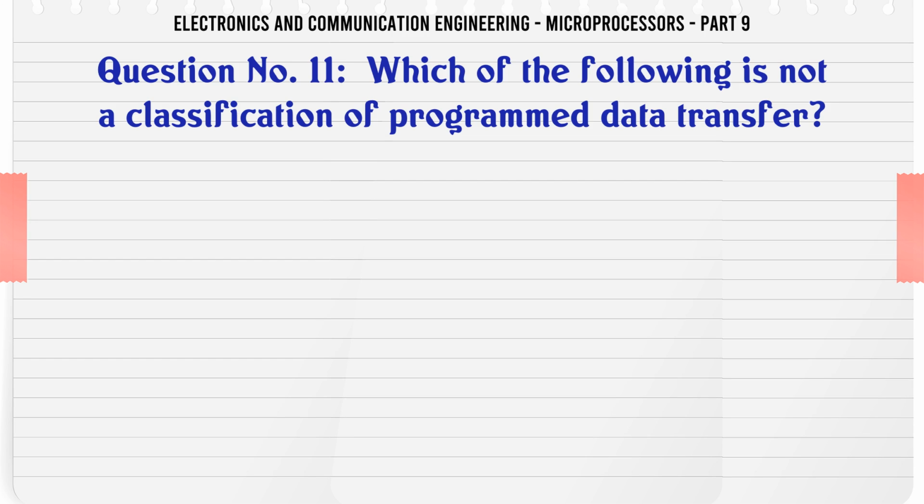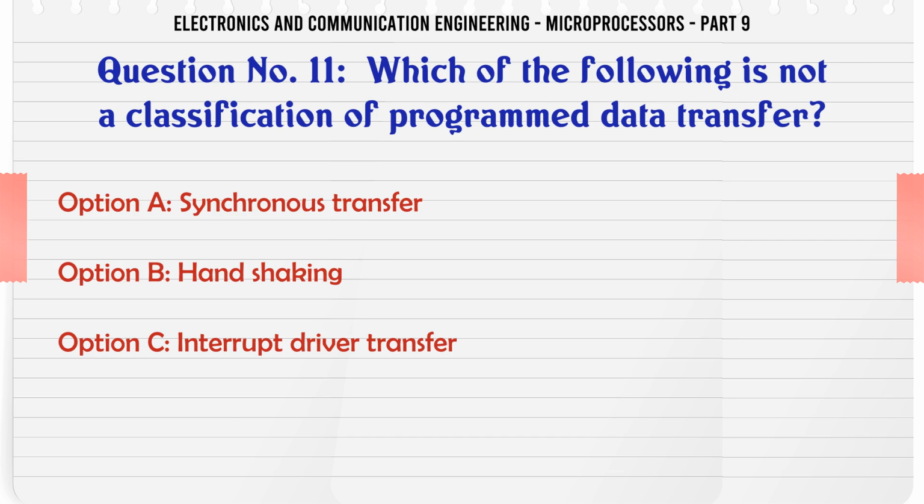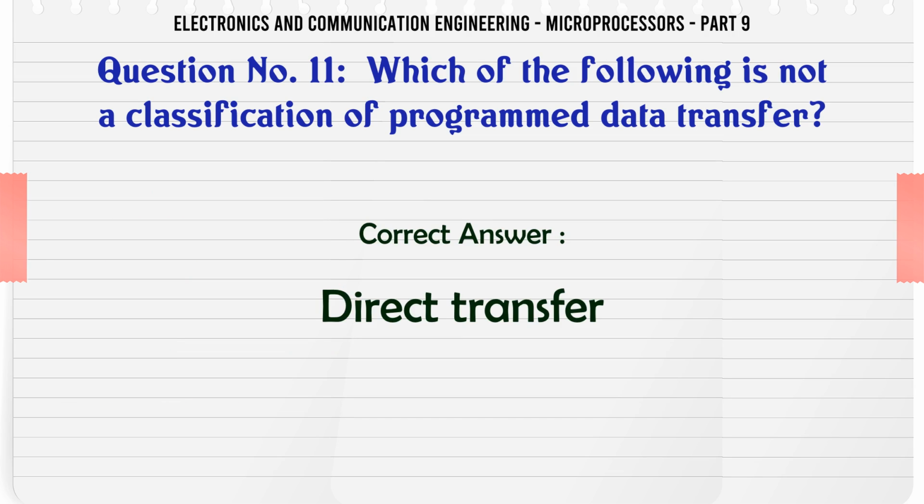Which of the following is not a classification of programmed data transfer? A. Synchronous transfer, B. Handshaking, C. Interrupt driven transfer, D. Direct transfer. The correct answer is direct transfer.